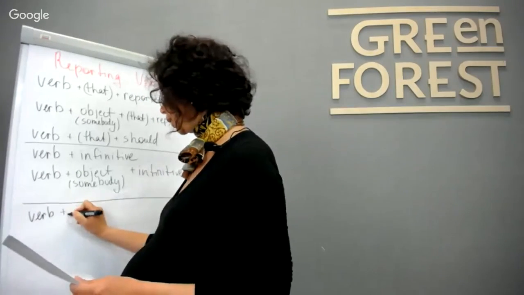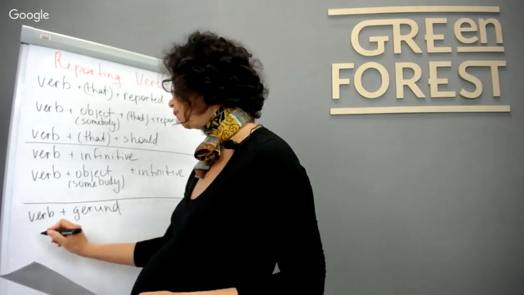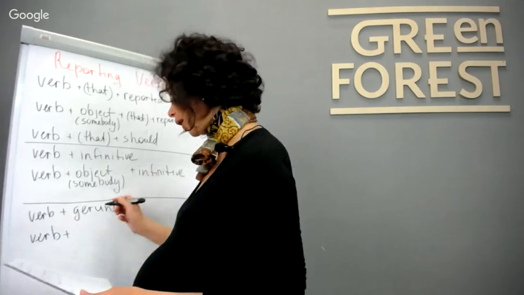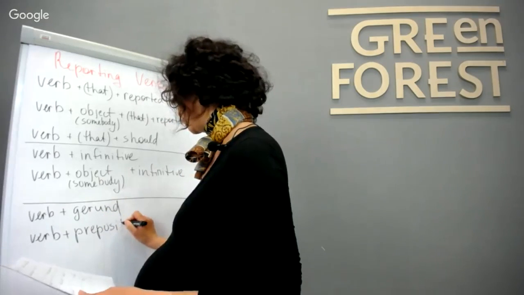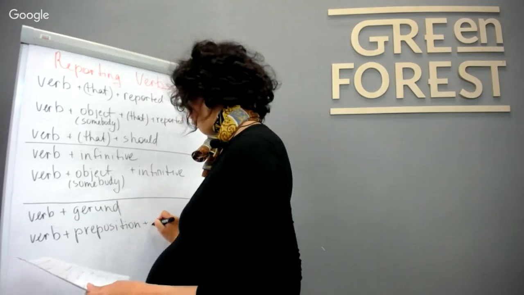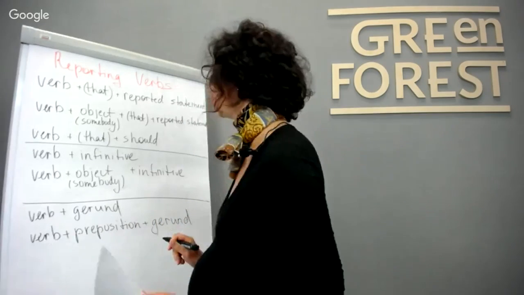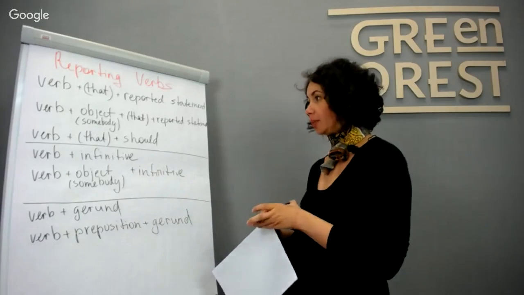Another, and the last pattern that we can use with reporting verbs, this is when we use verb and after that, we use gerund. Again, it can be positive or negative, or we use verb plus preposition. And as you know, after prepositions, we use gerund. Plus gerund. So, what are mixed reporting verbs?